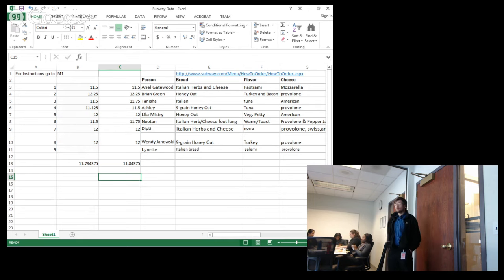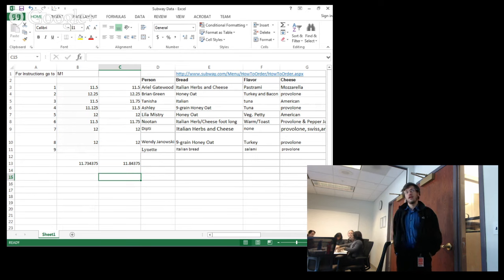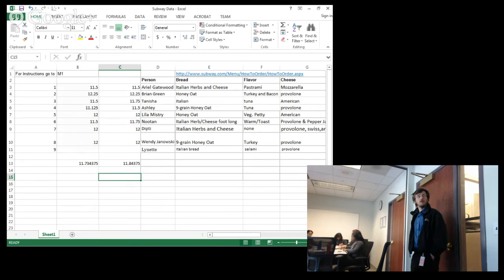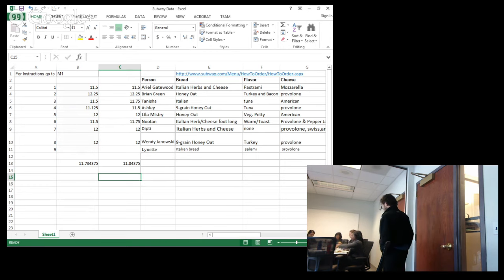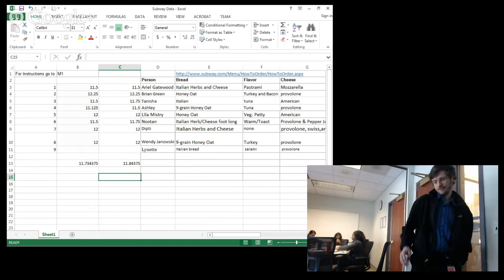So that's the mean? Yep, that's the mean. M1 is the mean of your own sandwich, and M2 is the mean of your buddy, your friend. Okay, so we got a mean of 11.7 and a mean of 11.8. So it is more than the original value.